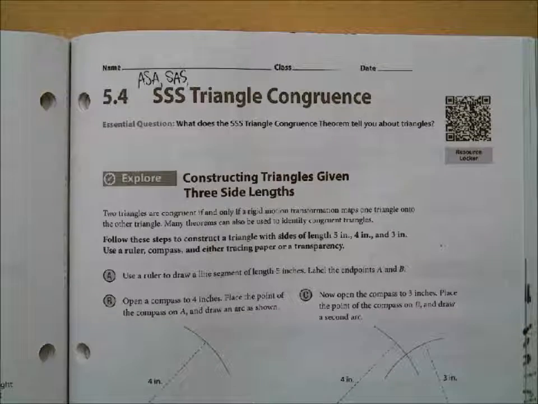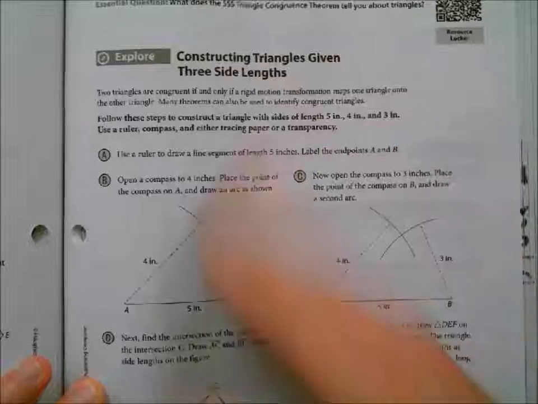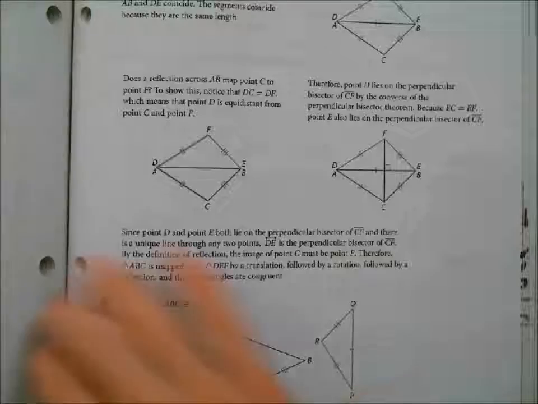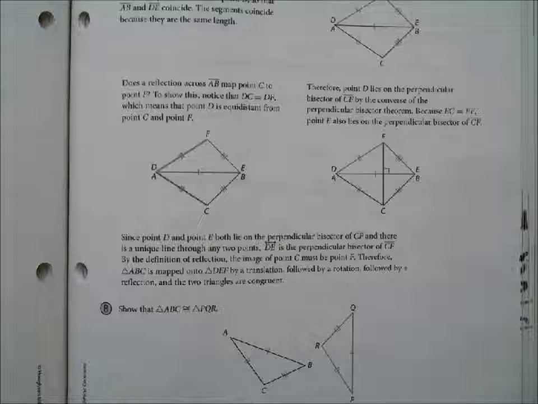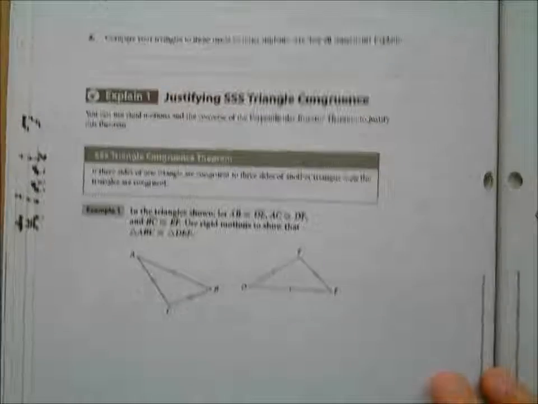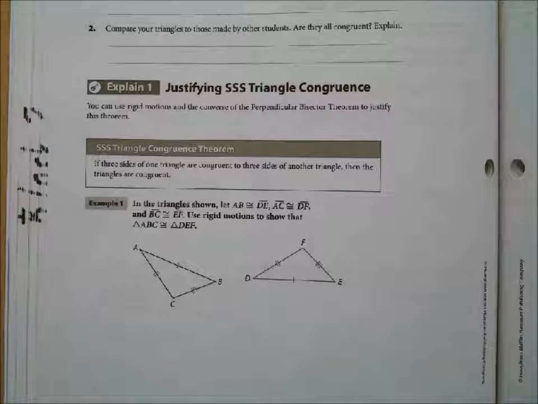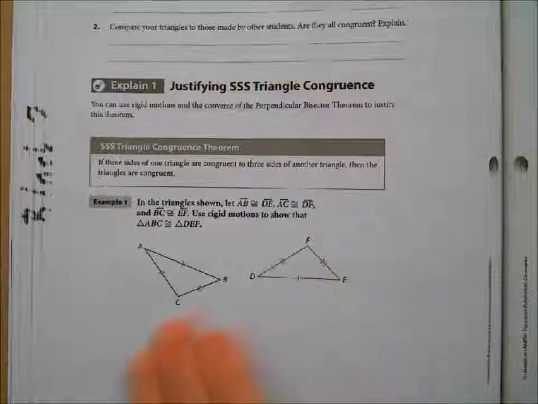All right? So that's side, side, side. And again, there's a little activity there. We don't need to worry about that, though. Okay, let's take a look here at 256. At the bottom there, same kind of thing. If three sides of one triangle are congruent to three sides of another triangle, then the triangles are congruent. So looking here at example 1, are these two triangles congruent?